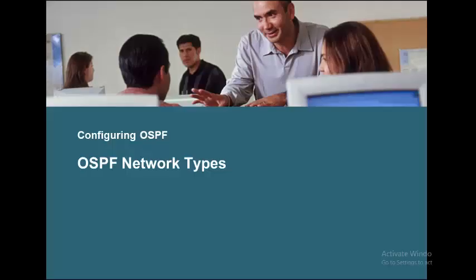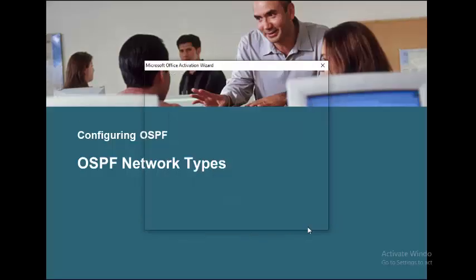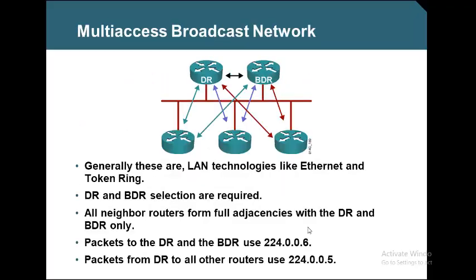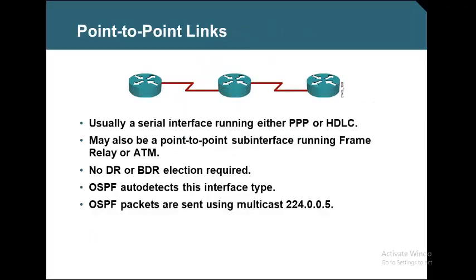OSPF auto detects this interface type. In another word, I can say this is the default interface type. This is the default network type on serial links. Default OSPF network type. And you need only one multicast address because there is no DR/BDR. You need only 224.0.0.5 to communicate.